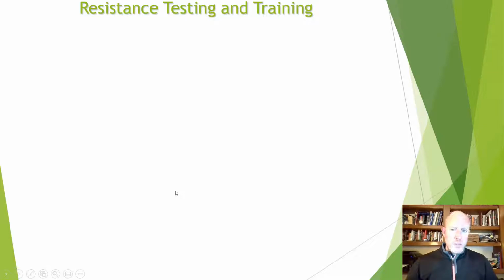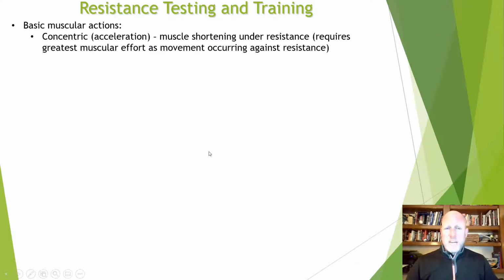Because work is basically force times distance. That said, basic muscular actions, concentric actions, acceleration. Muscle shortens under resistance. So as you do an arm curl and you bring that load up, you're bringing essentially your wrist towards your shoulder, and your muscle is shortening under load. That's the concentric action of your exercise, I should say, the concentric action during exercise.